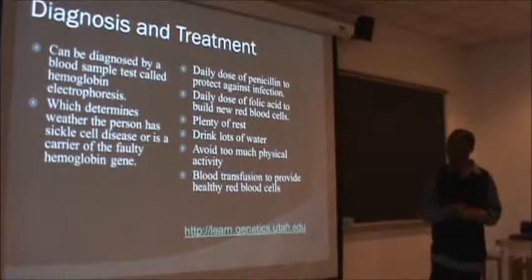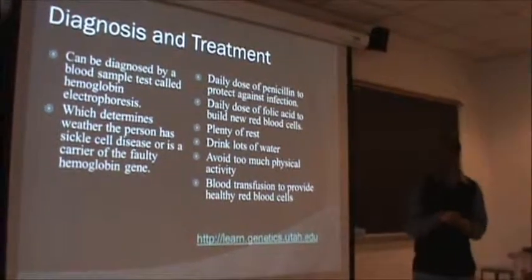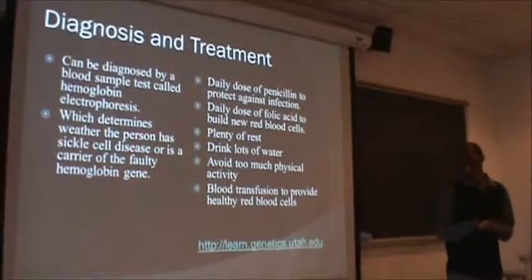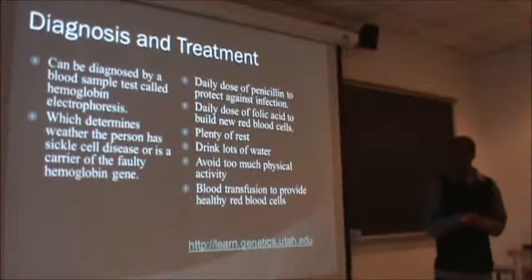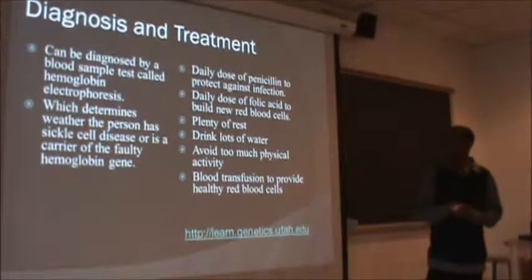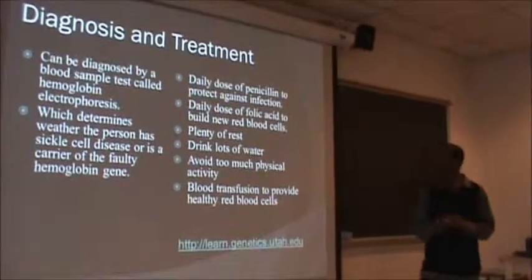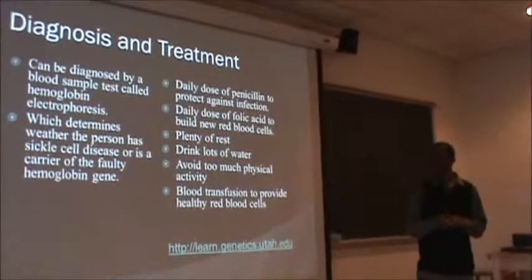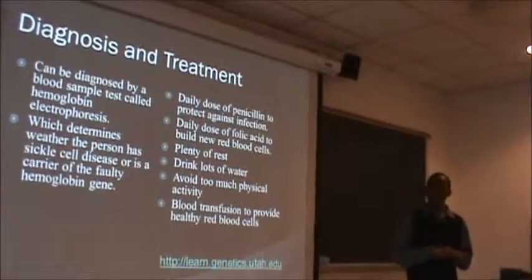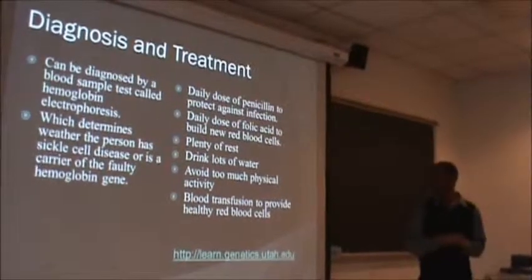And diagnosis and treatment. It can be diagnosed by a simple blood test called hemoglobin electrophoresis, which determines whether the person has sickle cell disease or is a carrier. And the treatment is a daily dose of penicillin to protect against infection, a daily dose of folic acid to build new blood cells, plenty of rest, drinking water, avoiding too much physical activity, and blood transfusion to provide healthy red blood cells.